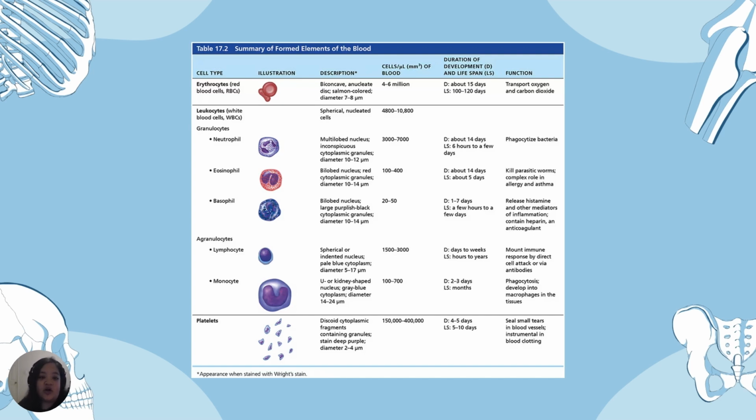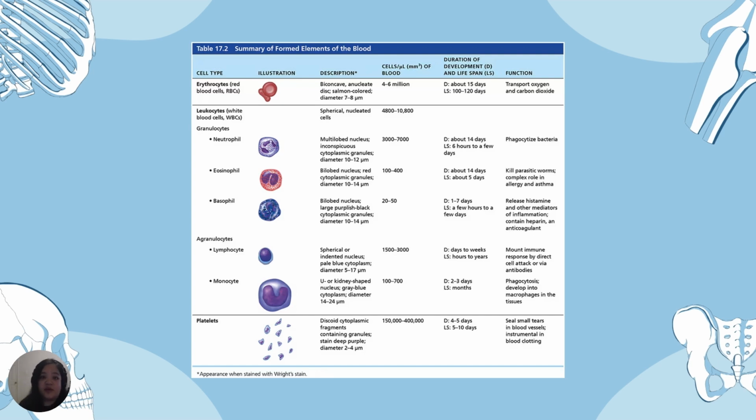And then, of course, lastly, the type of blood cell we have are platelets. So platelets are also known as thrombocytes. The structure of thrombocytes is they're really fragmented types of cells. They have a deep purple stain of granules. The function of it is just to seal small tears in blood vessels. They are responsible for blood clotting.